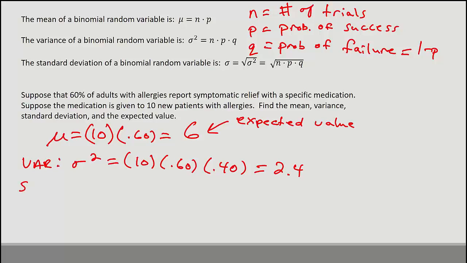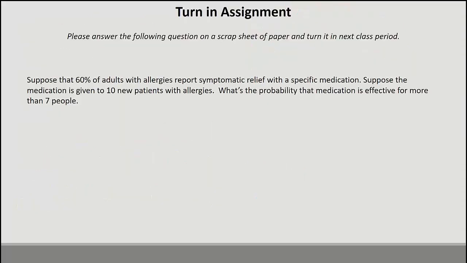Then lastly, our standard deviation is the square root of what we just calculated. So the standard deviation is the square root of 2.4, and that I do not know. My trusty calculator tells me that the square root of 2.4 gives us roughly 1.5. And that is our standard deviation. Okay.